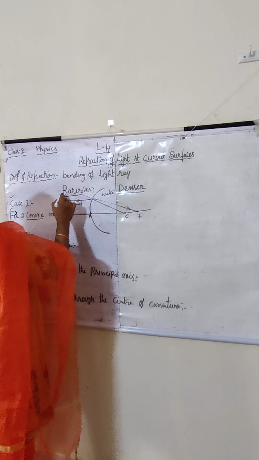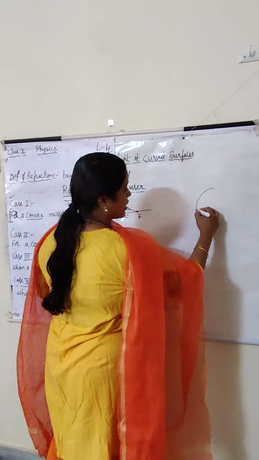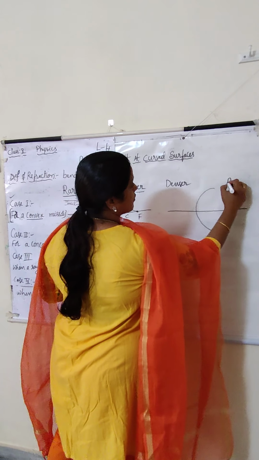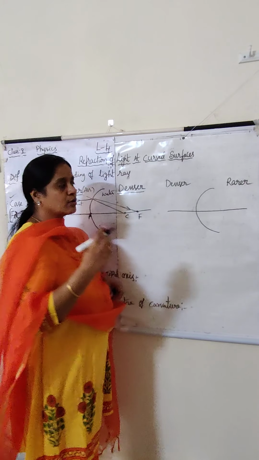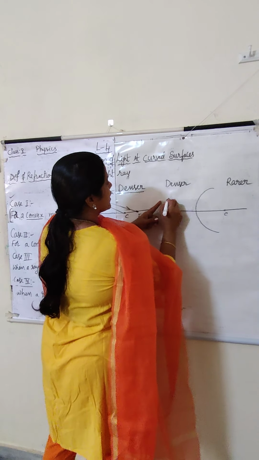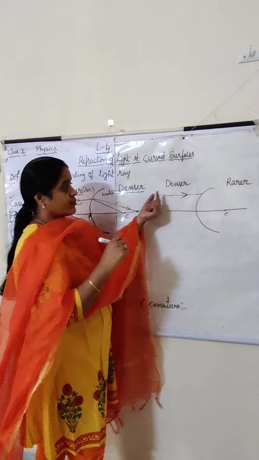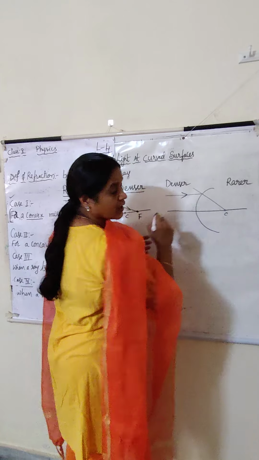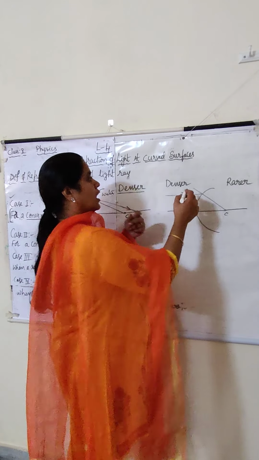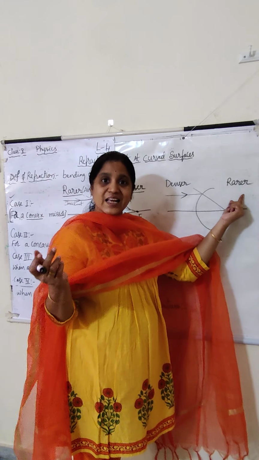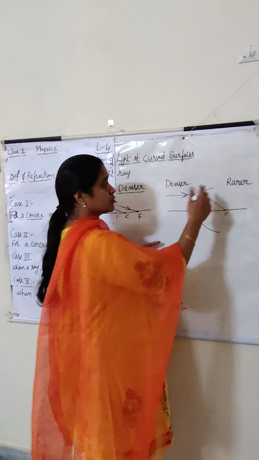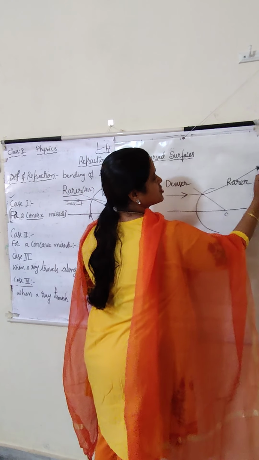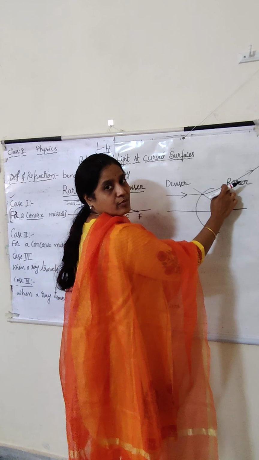Now, here the light ray traveled from the rarer to denser. For example, if the light ray travels from denser medium to rarer medium, here this is the center, and a ray which is parallel to the principal axis goes from the denser to rarer. So to find out the refracted ray, again you have to draw a normal. From denser to rarer means the density is very less compared to the denser medium. Due to that reason, the refracted ray moves away from the normal, like this it travels.